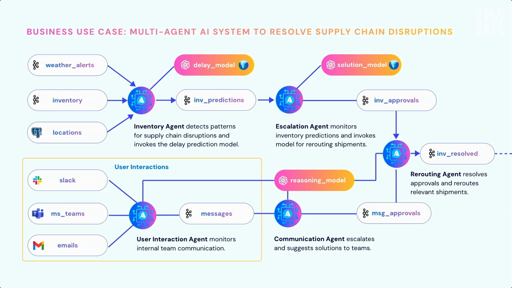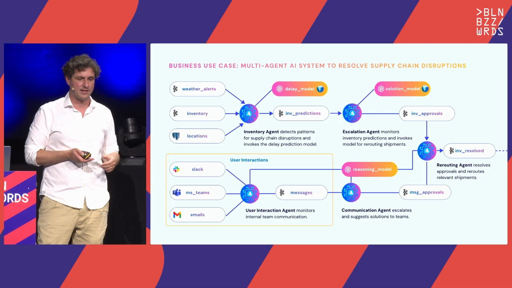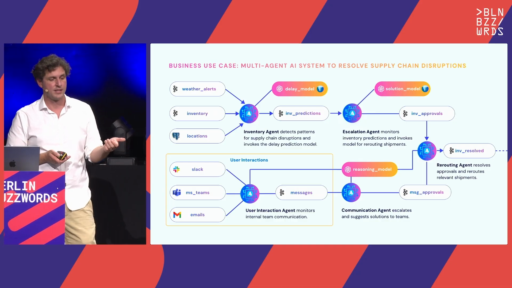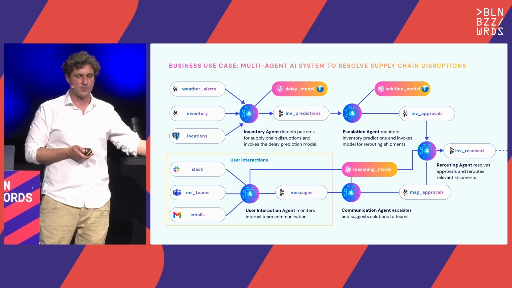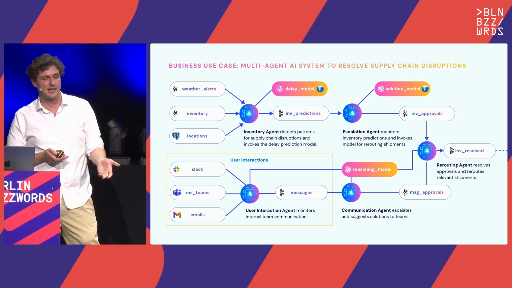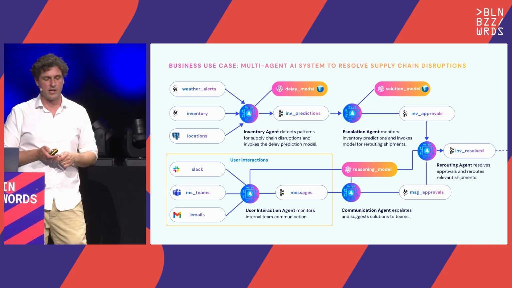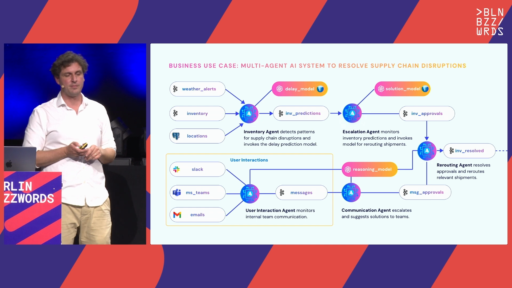So what are concrete use cases that you could apply this for? Think of a multi-agent AI system to resolve supply chain disruptions. You could think of real-time weather data, inventory data, and then you might have a model, like a delay model, that is used by an inventory agent that detects patterns for supply chain disruptions and writes them into an output topic. You have an escalation agent reading from that topic, suggesting relevant solutions. They go into another topic.